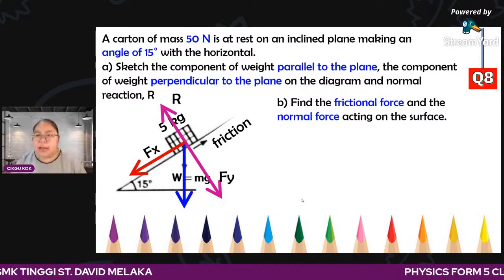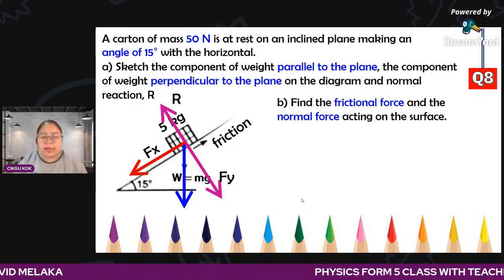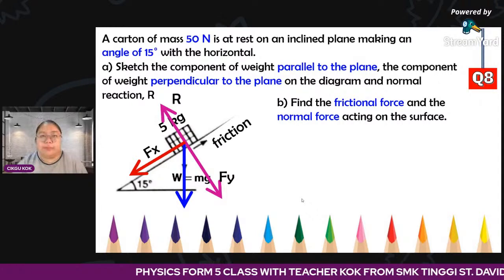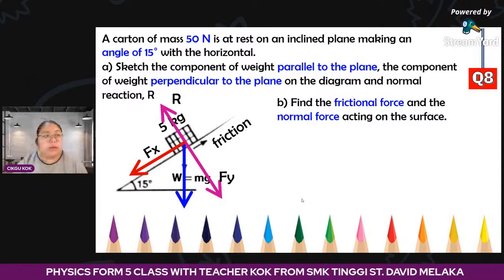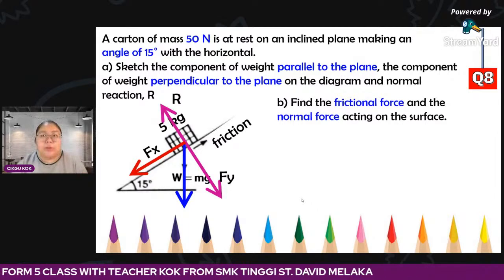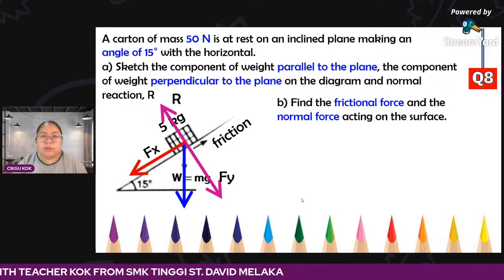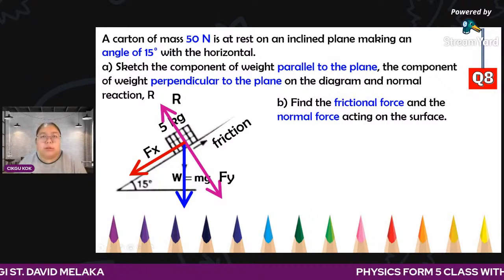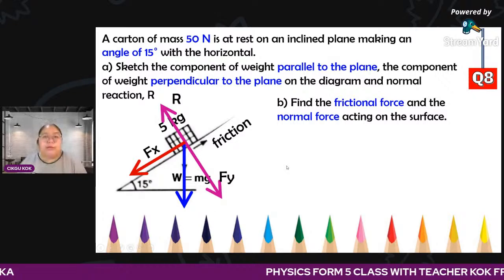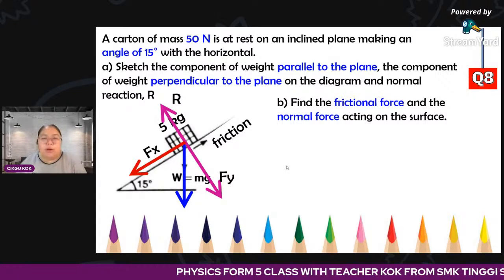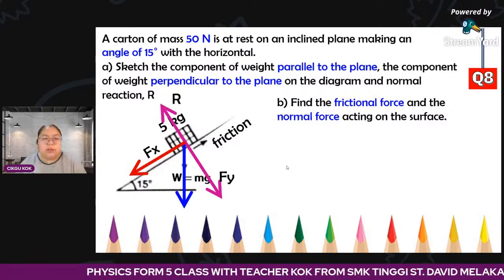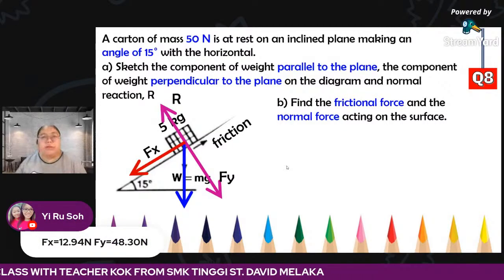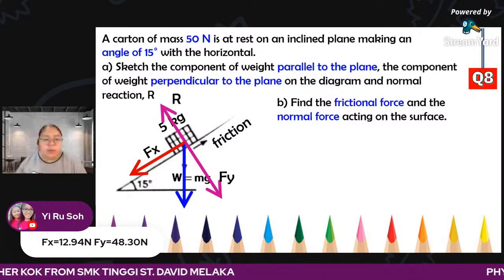So this one is the last question for today's discussion. Can anybody answer me? Okay, we just wait. You just find the friction and you find the normal reaction by using the formula. From here we get the answer from Euro. Okay, we're going to check.